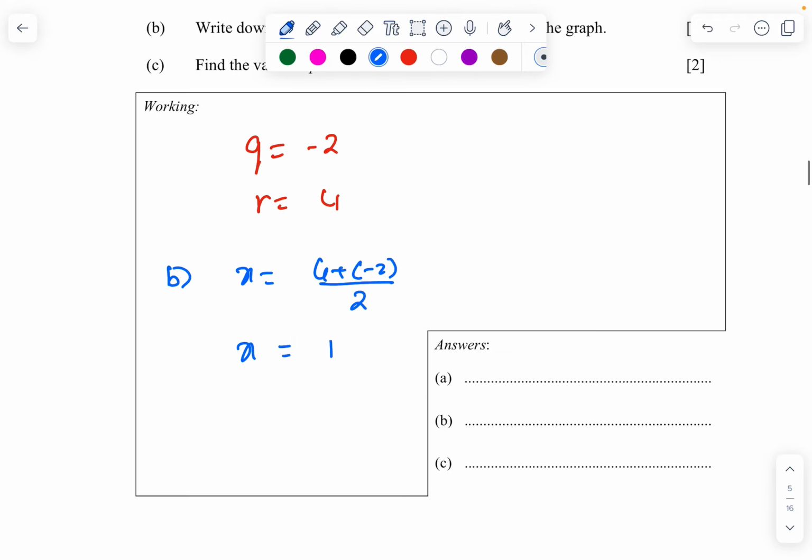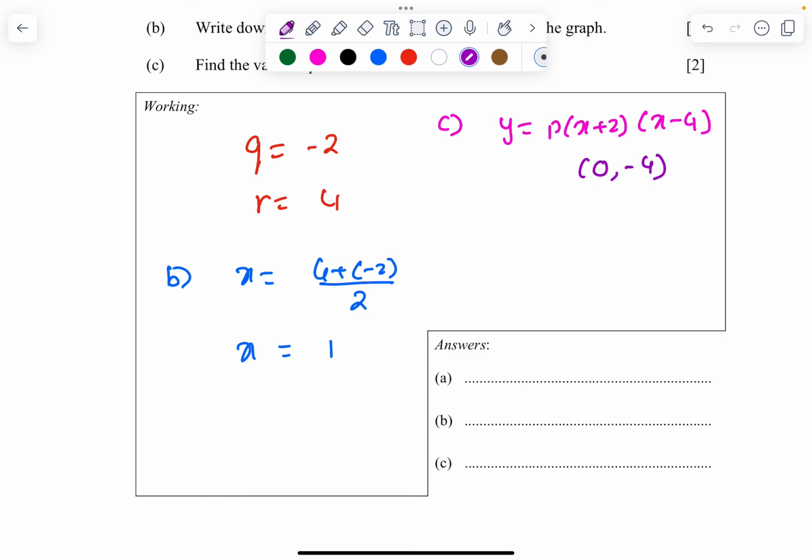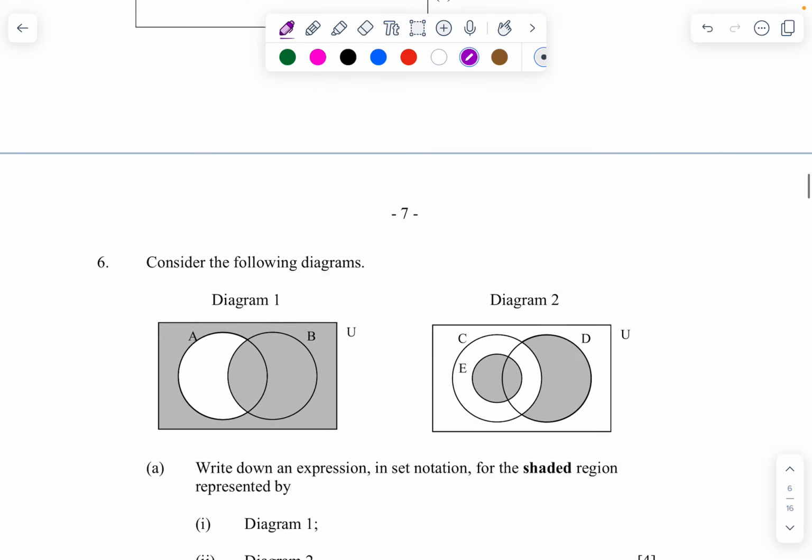Find the value of p. So y equals p times x plus 2 times x minus 4, we got. Now what am I going to do? I'm going to plug in (0, -4). So -4 equals p times 2 times -4. So p equals 1 upon 2. That's going to be the answer.